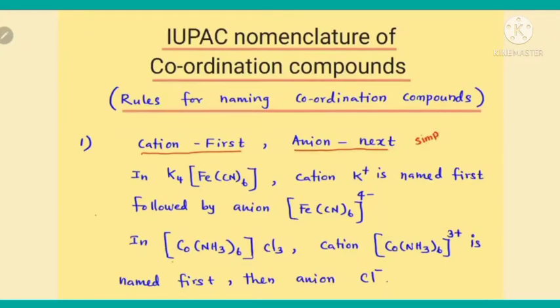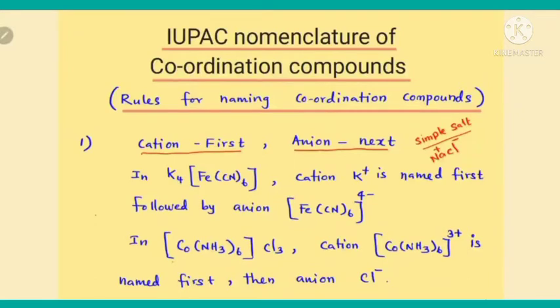While giving the name of simple salts like NaCl, which is called sodium chloride, here sodium is the cation and chloride is the anion. While giving the name of this simple salt, first we give the name of the cation followed by the name of the anion: sodium cation, chloride anion. The same rule is followed for giving the name of complex salts also. The cation is named first, followed by the anion. Now let us see the examples.